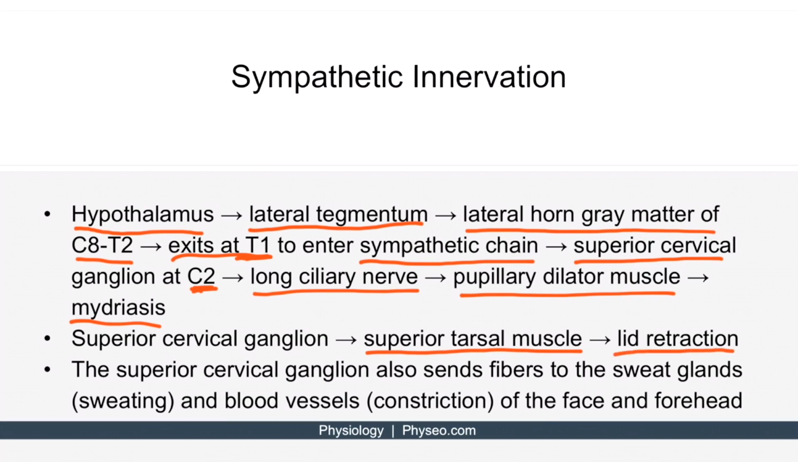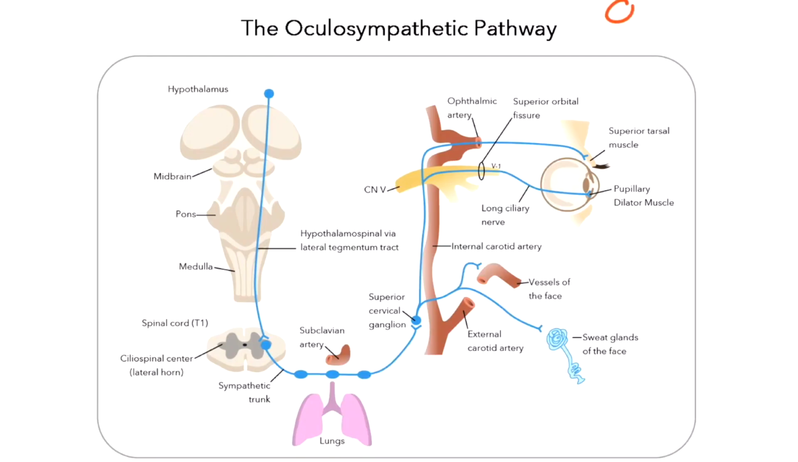Now the superior cervical ganglion also sends fibers to the sweat glands to cause sweating and the blood vessels of the face to cause constriction. So here's figure 8.44 showing the sympathetic innervation of the eye. As you can see, the signal starts in the hypothalamus, then it travels down the hypothalamo-spinal tract, and it uses the lateral tegmentum in the brainstem.